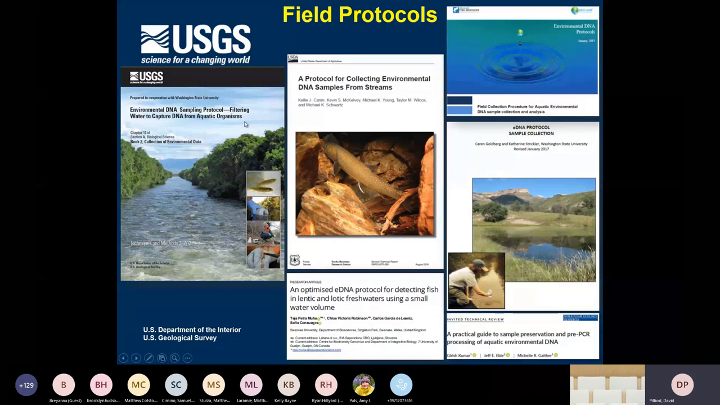Some are produced by the federal government, like the USGS here and the U.S. Forest Service here, and then academic universities and private institutions. So these are some resources. And if folks are interested, I can send out this list of protocols.